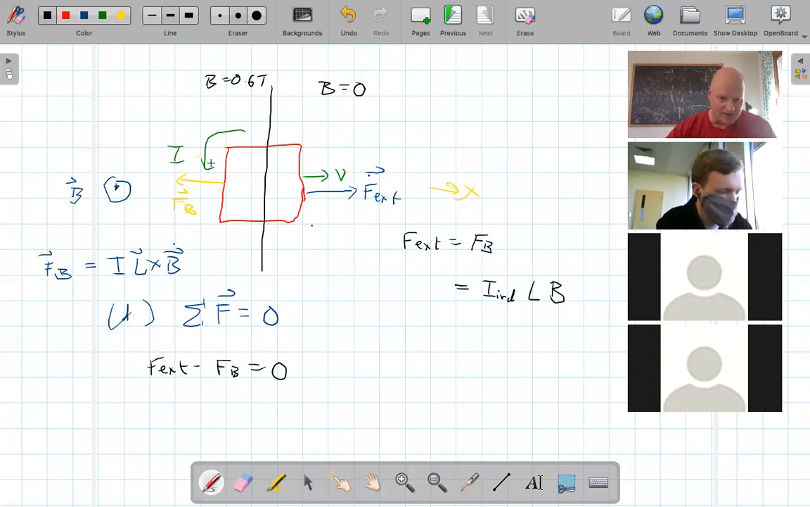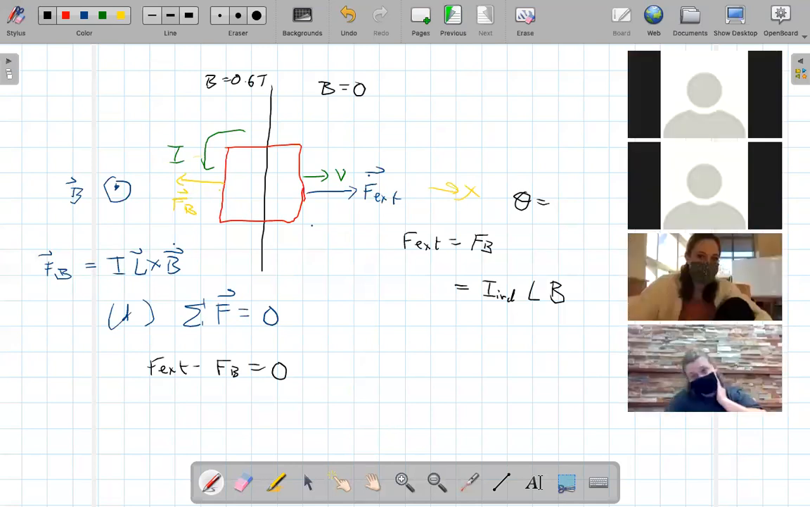But in this case, my current is moving downward. My magnetic field is out towards me. So what's the angle between the magnetic field and the current, or the magnetic field and the length? So what's the angle between this guy and this guy? So what do you think? What's the angle in this case? No takers? Did I confuse everybody?